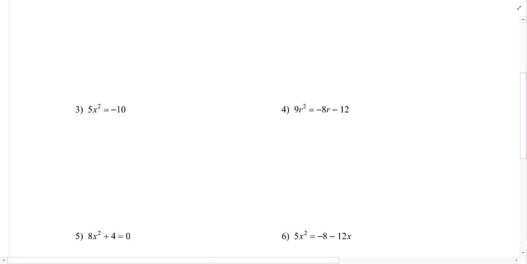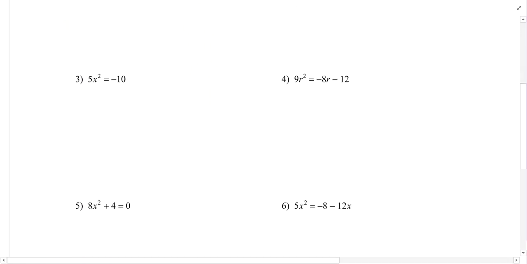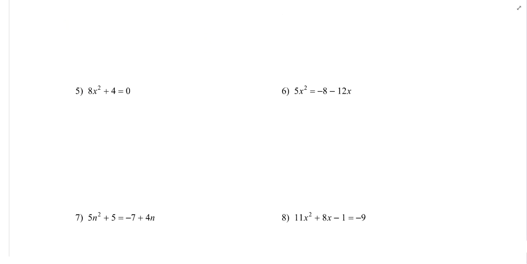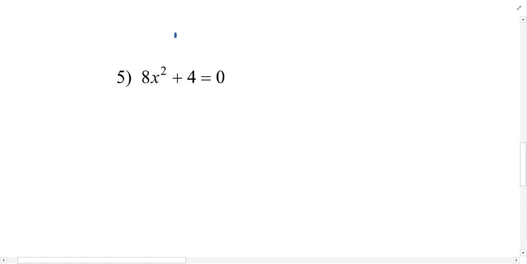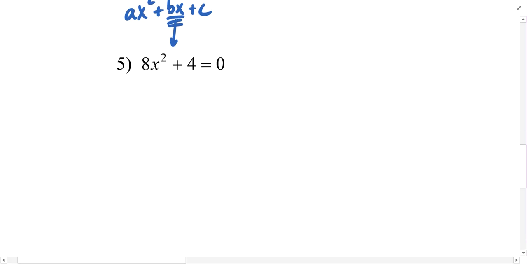Yesterday, we were working on problems that look an awful lot like 1, 3, and 5. In each of these problems, there was a missing b term. There was no bx value in our quadratic. And we said that if there was no b term, no middle term in this quadratic, then we can solve this using traditional algebra. First, I'll subtract 4 from both sides of the equation.